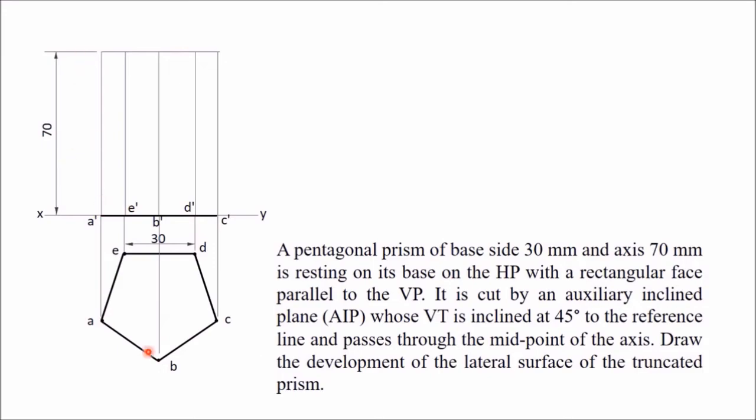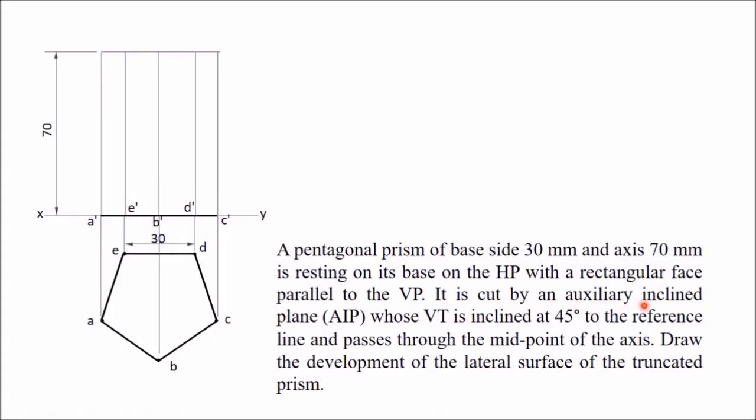You can see that lines from A, B, C. These A, B, C are visible, and from E and D these are not visible. So these should be dashed line, but for the construction purpose I have drawn thin line here now. Later I will convert that into dash line.